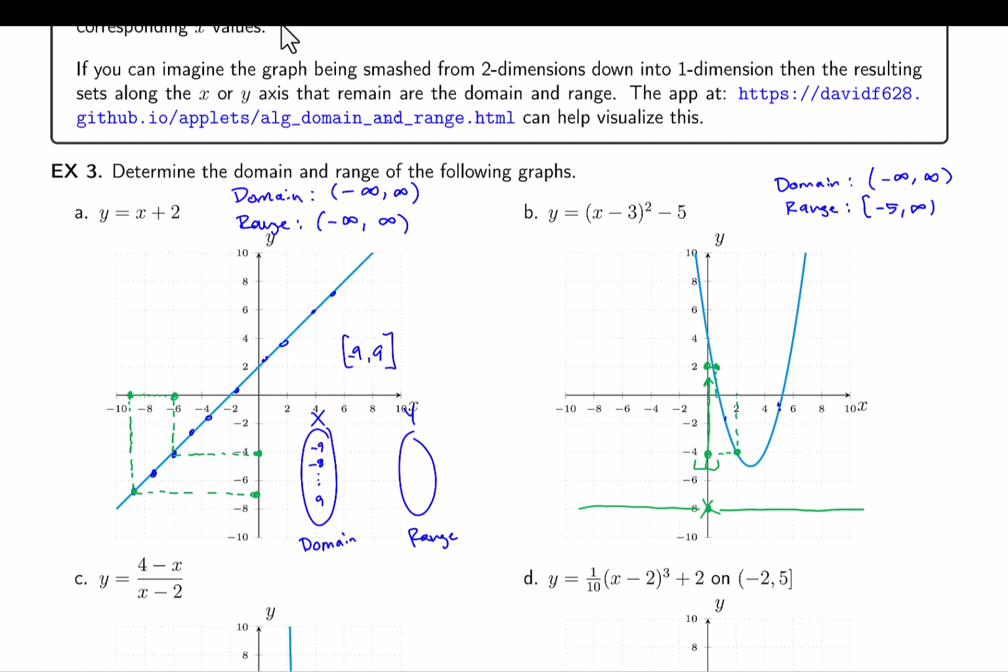All right, and the reason I wrote this set the way I did is you go from the smaller value to the larger value. Negative 5 is the smaller value. Positive infinity is the larger of the two values. So it's all the values in between there. All right, let's look at this graphically.